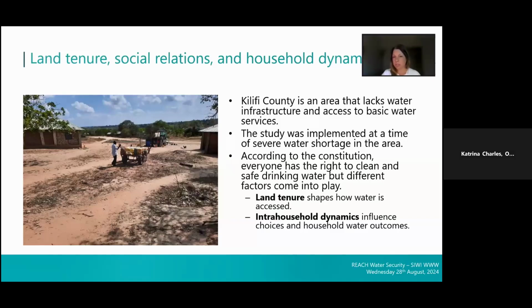According to the Kenya Constitution, everyone has the right to safe and clean drinking water, but there are different factors coming into play. So one is that land tenure shapes how water is accessed. Since many of the water points are tied to the land, this shapes women's water rights and access in a different way than it shapes men's. And the second is that inter-household dynamics also influence choices in household water outcomes, including water sources for drinking.